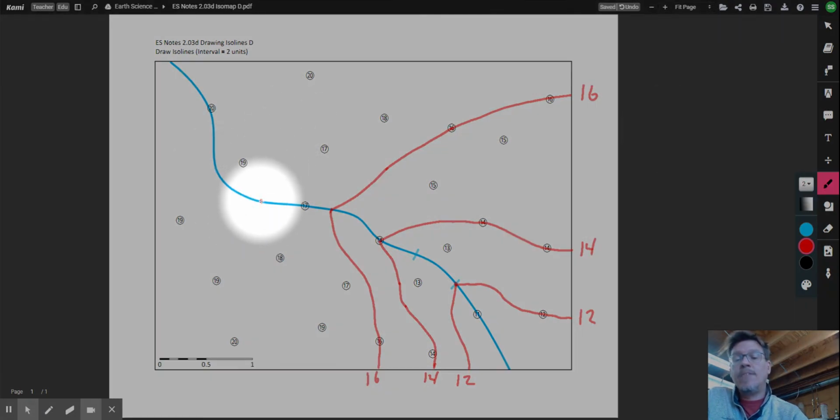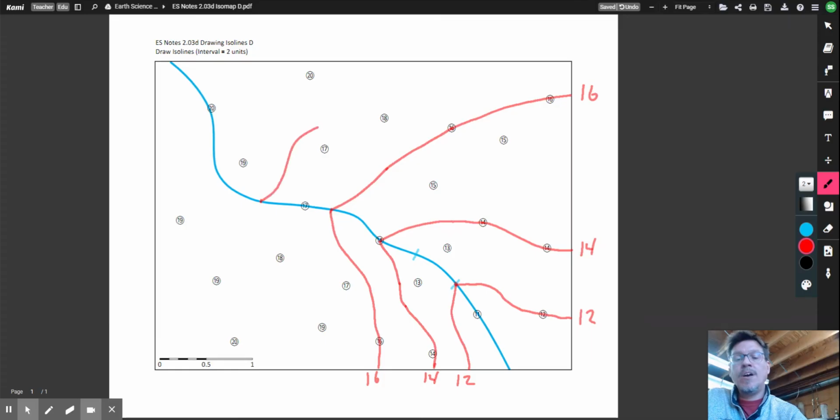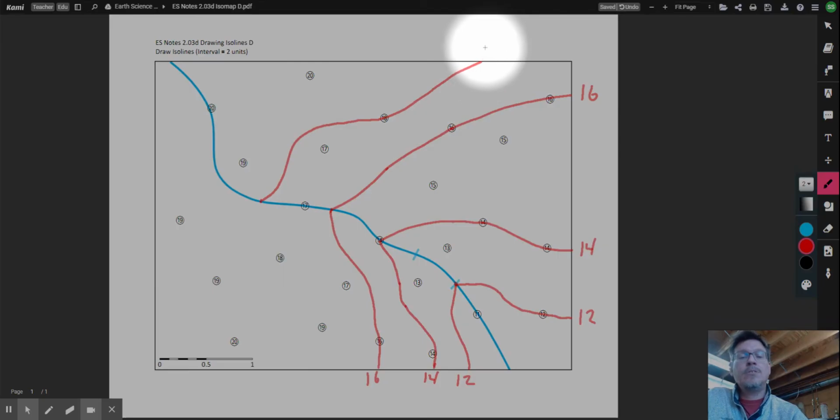All right, so I've got my 18 point. There's an 18 over here. I cannot go between 17 and 17, but I can go between 17 and 19. So I'm going to start off by going up and over, and then following the basic pattern to bring it over here.